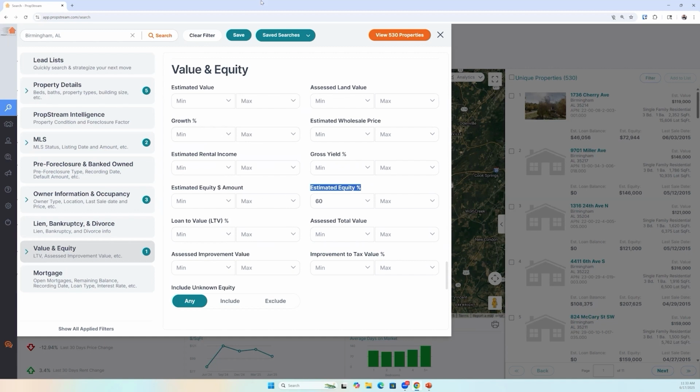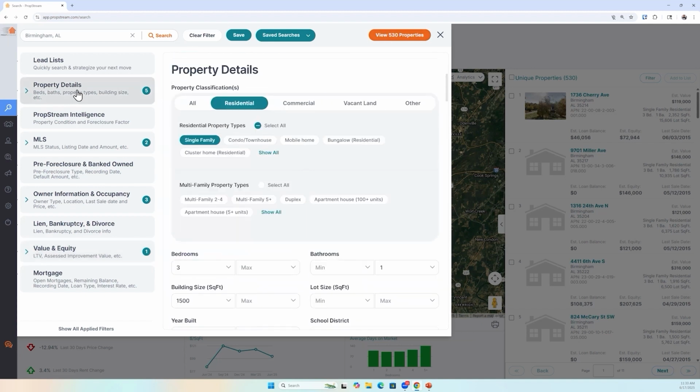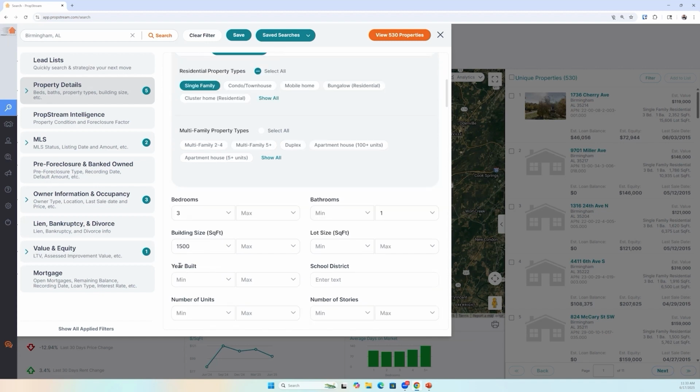If you're a fix and flipper, again, some categories that I would consider using are not just the estimated equity, but one filter I would also consider in your search is the year built filter, right? In this scenario, I'm not looking for something that was built last year. What am I going to fix and flip, the washer and dryer that's been there for a year? You probably want to narrow it down.